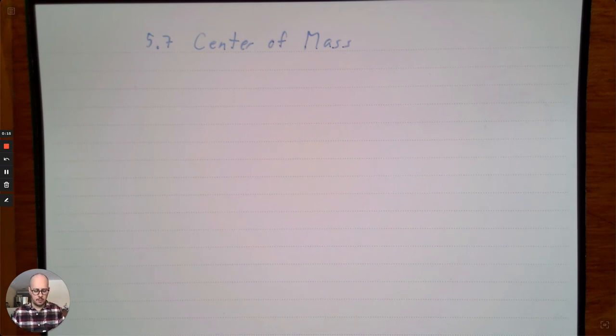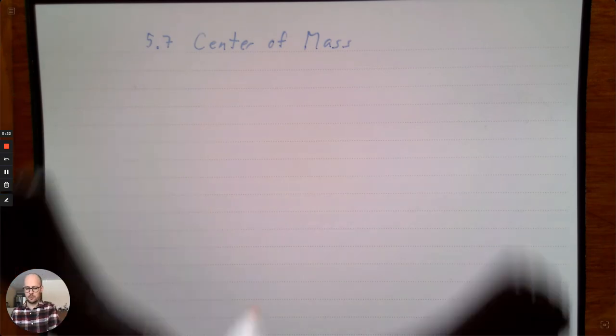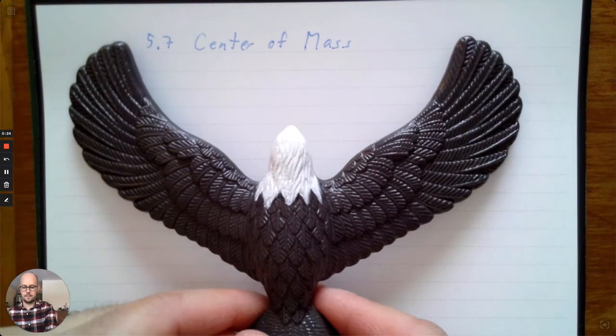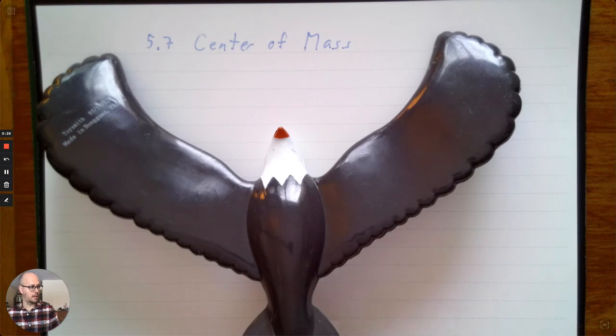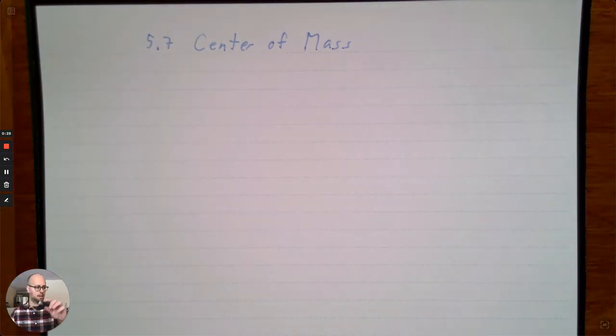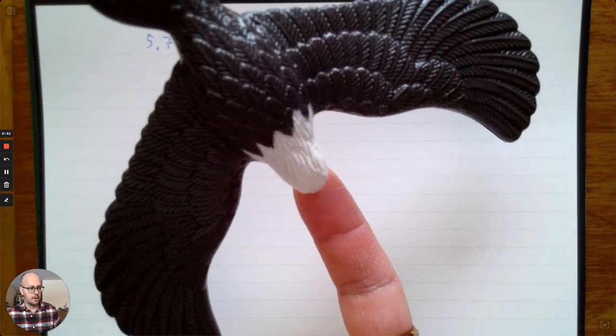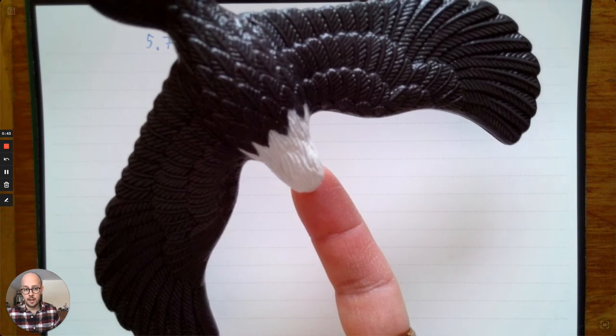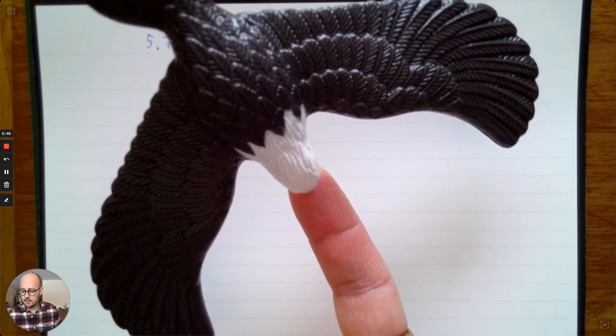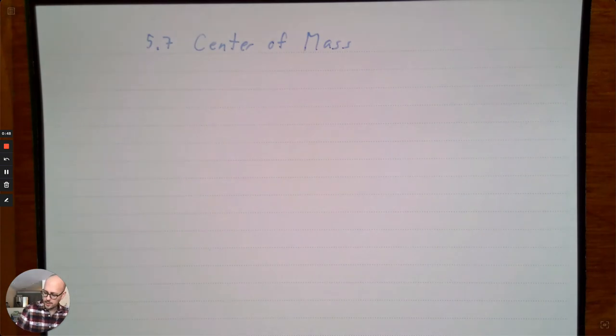So I have this eagle toy. It's made of plastic and it's got this shape to it, and I'll show it under the camera here. And it's a physics toy. And the reason why it's a physics toy is because if I put my finger under the beak, the bird balances on my fingertip. And it's something that might seem a little mysterious to you as to how the bird is doing that, and that concept has to do with center of mass. And so I'll introduce the concept and go back to the bird.